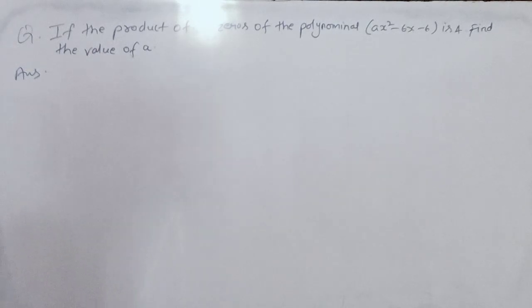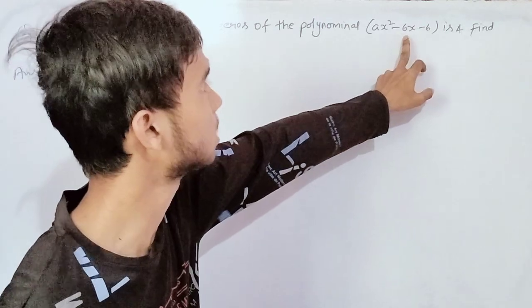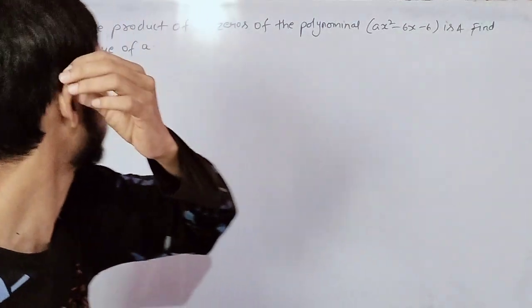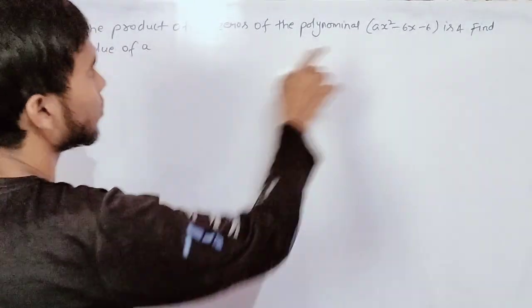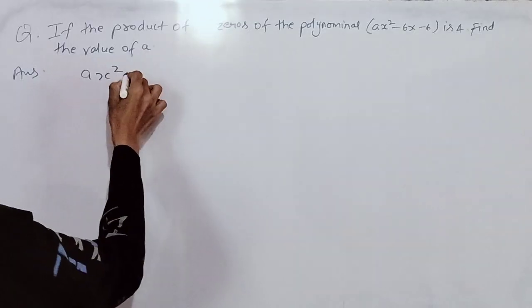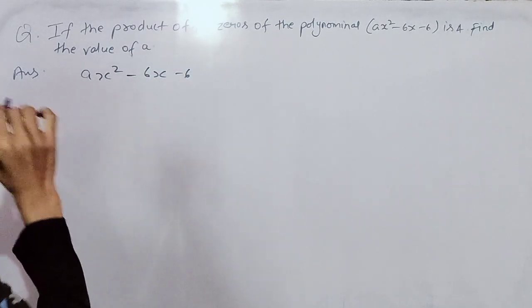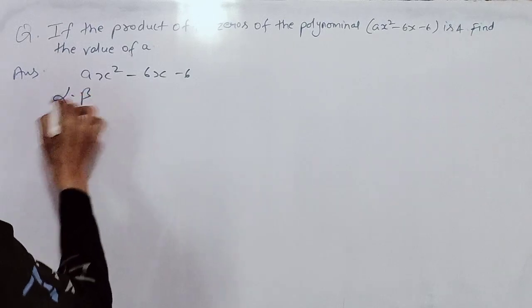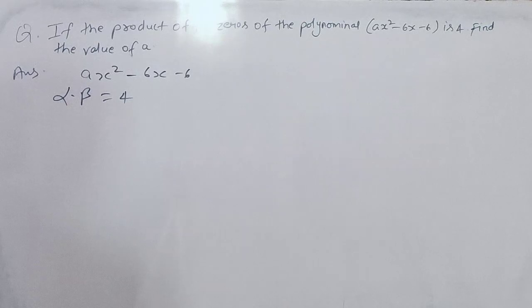If the product of the zeros of the polynomial is 4, find the value of a. Only the product is given. Let's see what happens. The polynomial is x squared minus ax minus 6, and we are given the product of the zeros, which is 4.